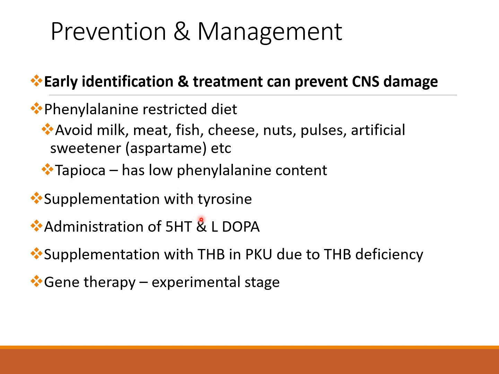Apart from that, if the dihydrobiopterin reductase cofactor is defective, you have to supplement the diet with dihydrobiopterin or tetrahydrobiopterin, and also other reactions where tetrahydrobiopterin is needed, for example in 5-hydroxytryptophan and L-dopa formation. So all these should be administered so that there is no deficiency of any neurotransmitters. And the promising option is gene therapy, but it is still at the experimental stage.